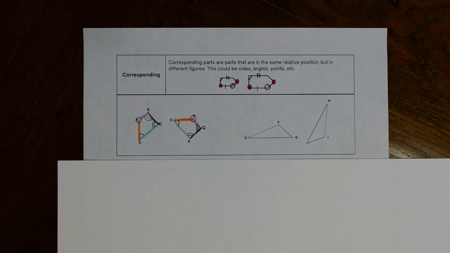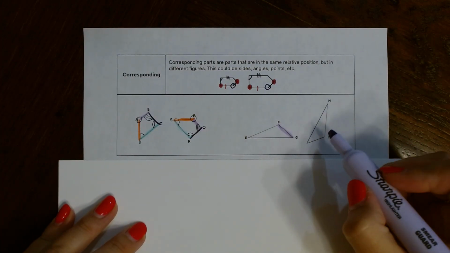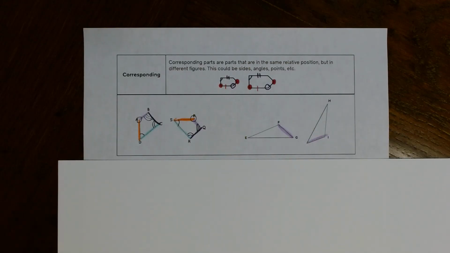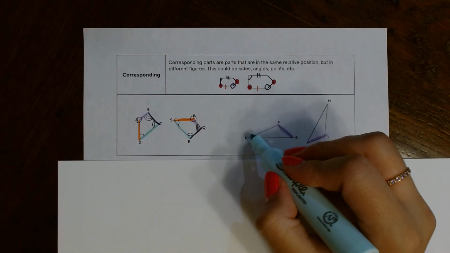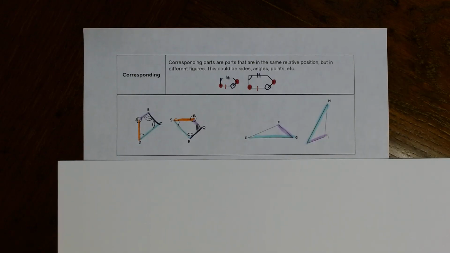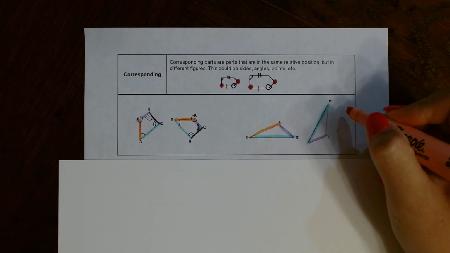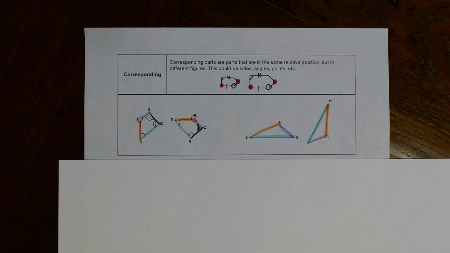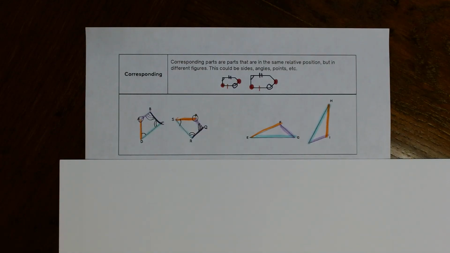So let's look at these triangles. So this is my shortest side right here, and it corresponds to this short side right here. This is my base, and it corresponds to this side right here. Those are my 2 longest sides. And then this side and this side correspond. So once again, if I were to take this triangle and turn it, the colors would match up with the side lengths. Okay, so those are corresponding sides.